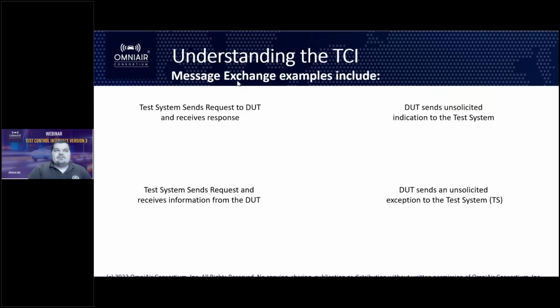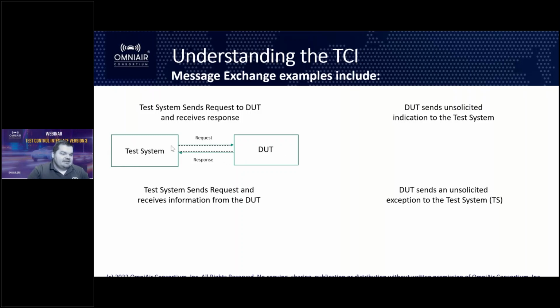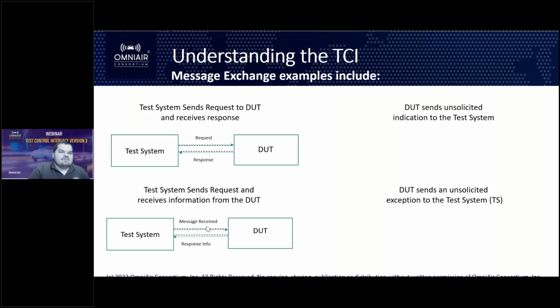So just a few examples of the message exchanges. We first have the test system sends a request to the DUT and receives a response. So as you can see there, the test system is actually sending that request and it's shooting back the appropriate response. So an example of this is the test system sends to the DUT that it needs to transmit a certain 1609.3 message type. That DUT then responds back to the test system and says, yes, I am transmitting. The second message exchange example is the test system sends requests and receives information from the DUT.